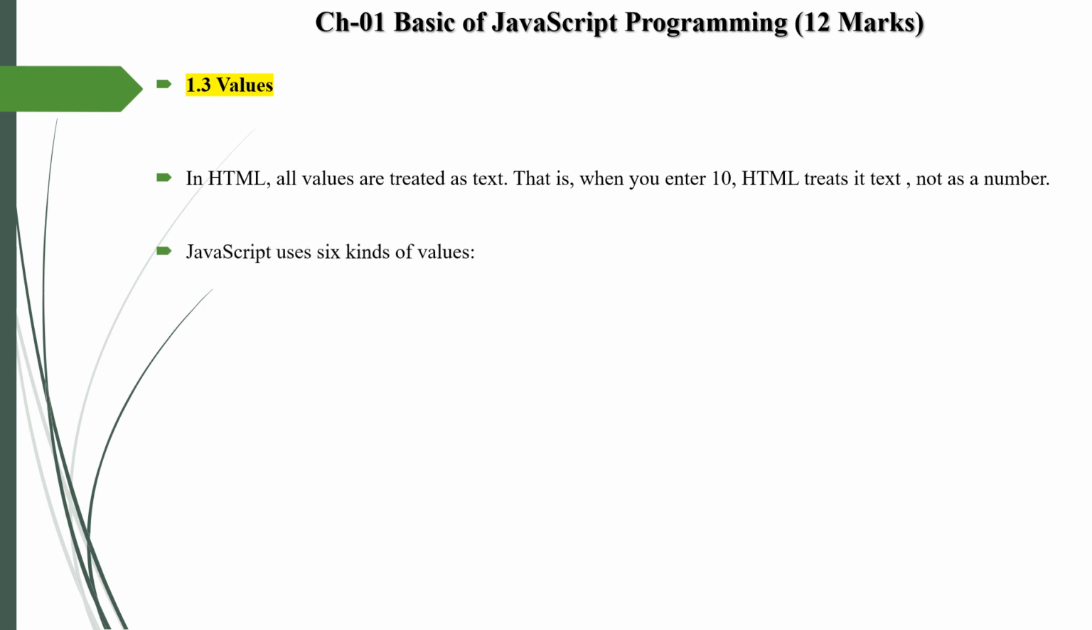In JavaScript, we use six kinds of value. First type is number, second one is string, third one is boolean, fourth one is null, fifth one is object, and last one is function. So these are various kinds of value in JavaScript. We see them one by one.